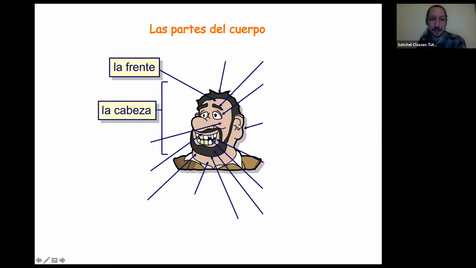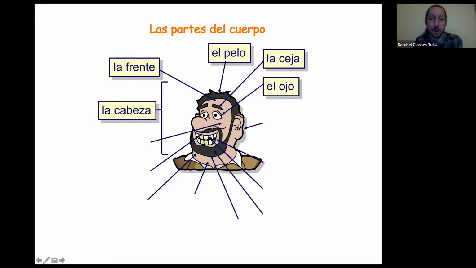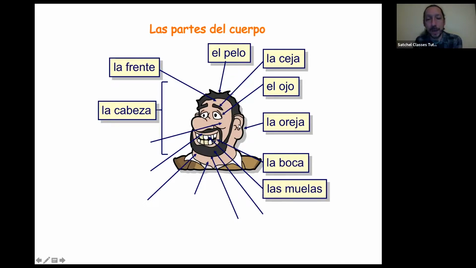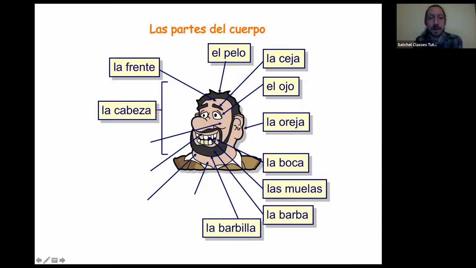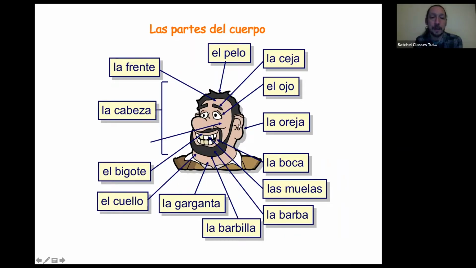La frente. El pelo. I want you to also be aware that we have masculine and feminine. Anything with la is going to be feminine. Anything with el is going to be masculine. Why is this important? Because sometimes we want to say yellow hair, or black hair or brown hair, and we need our two words to match. La ceja, el ojo, la oreja, la boca, las muelas, la barba, la barbilla, la garganta, el cuello, el bigote, la mejilla.